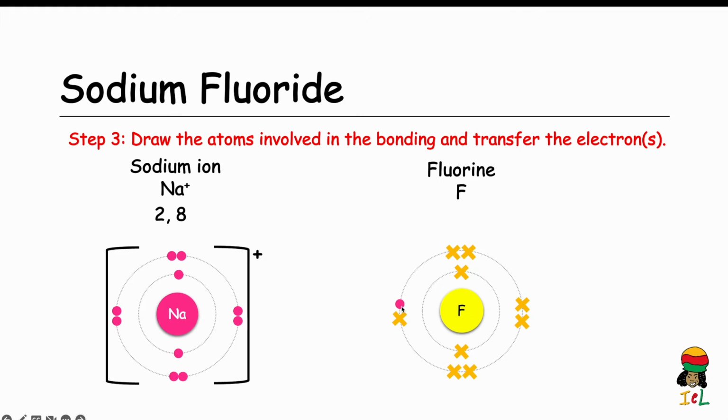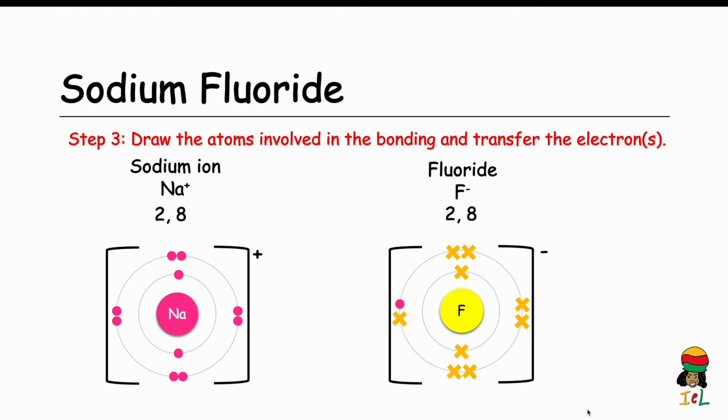After fluorine accepts the 1 electron from sodium, it is no longer an atom but an anion with a charge of 1 negative. The fluorine ion is called fluoride and its symbol is F minus, or F negative. Fluoride has 2 shells containing the maximum number of electrons. Therefore, the stable electron configuration for fluoride is 2,8.